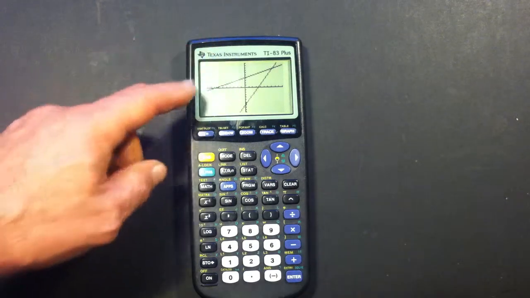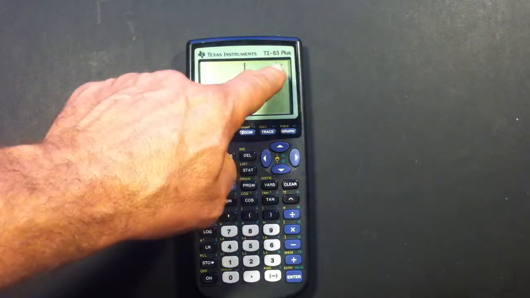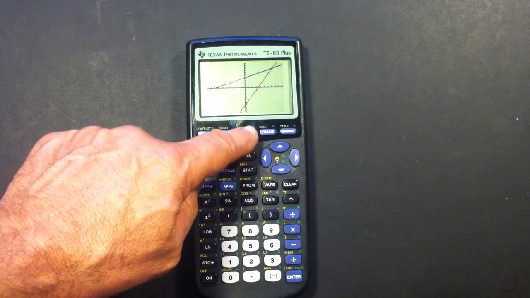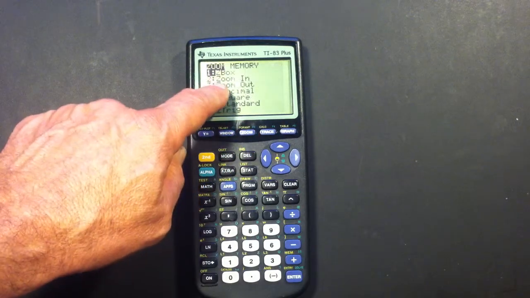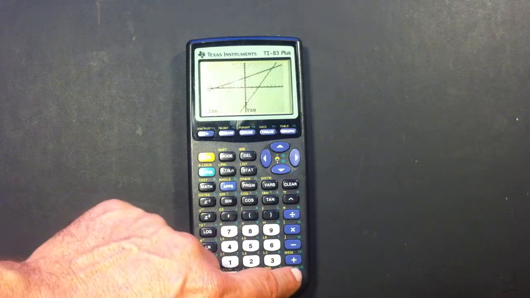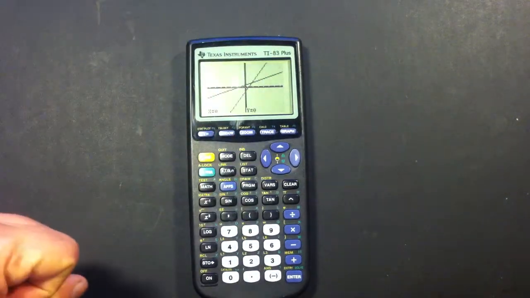Okay. Now here's my intersection. I'm actually going to want a little more space here, so I'm going to zoom out. It works just like Google Maps does. So you're going to hit zoom here. See where it says zoom out? You can either type in a 3, or you can go down there. Now hit enter, and then hit enter again. And it gives me exactly the same graph, but just zoomed out a little bit.